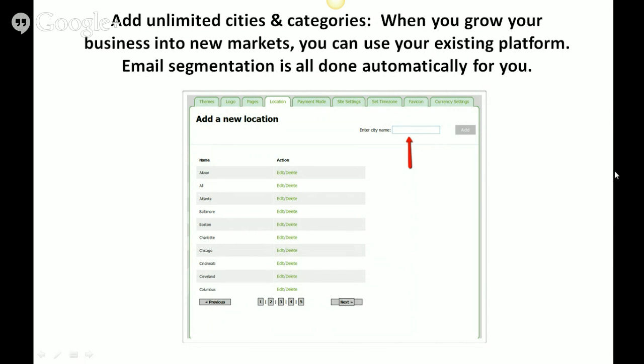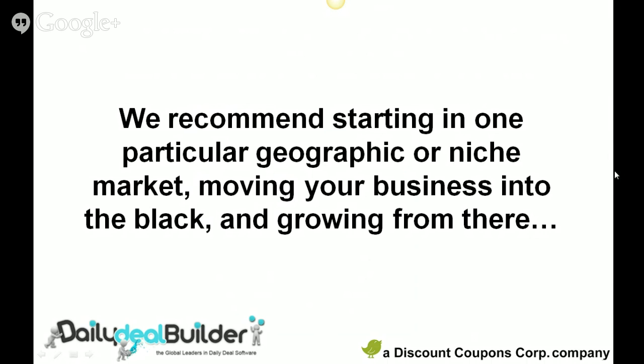Now, this could also work for categories. So if you didn't want to go the location route, you could have a wine category, a t-shirt category, a health and spa category. That type of stuff is totally fine, entirely up to you. Now, like I said, definitely recommend starting in one particular geographic or niche market. Move your business into the black and then grow strategically from there, maybe into 1-2 other markets. Once you bring those into the black, grow strategically into other markets there.